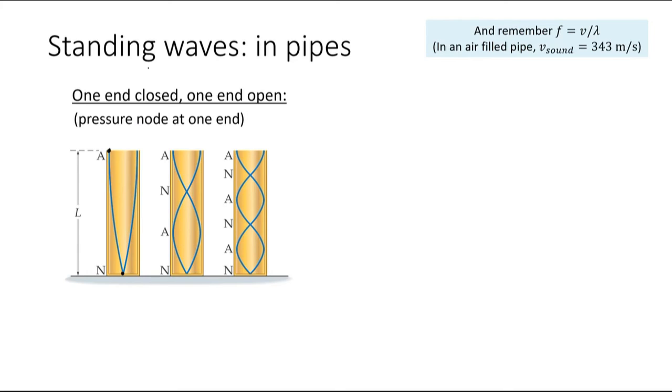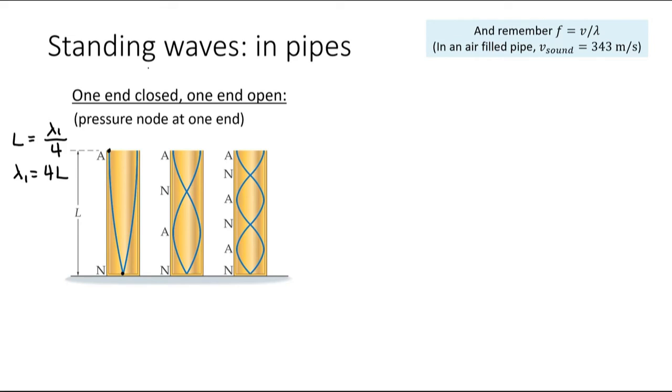Okay, and so then what that means is that L, which is the total length of the pipe, is going to be equal to 1/4 of the fundamental wavelength, which we're going to call lambda 1. All right, so then we can rearrange for lambda 1. Lambda 1 is going to be equal to 4 times L. All right, so that's what we call then the fundamental wavelength, or in other words, the first harmonic wavelength for our standing wave in a pipe where one end is closed and the other end is open.